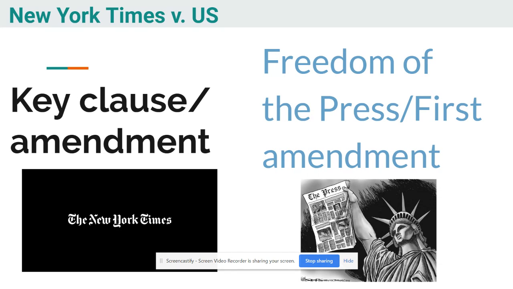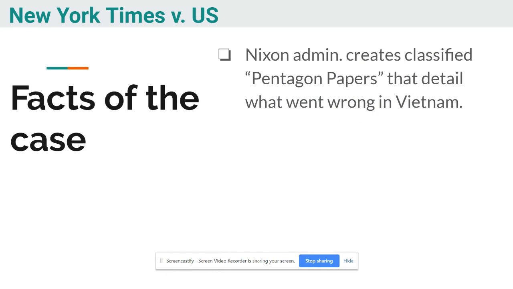The key clause is the freedom of the press, First Amendment. Freedom of the press, First Amendment. Pause if you need to, because I'm moving on. All right, facts of the case.